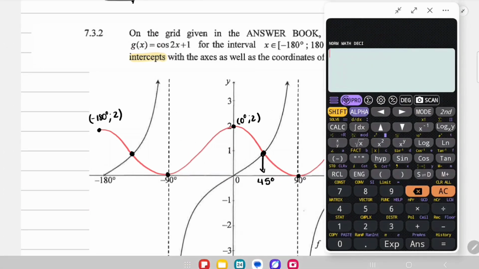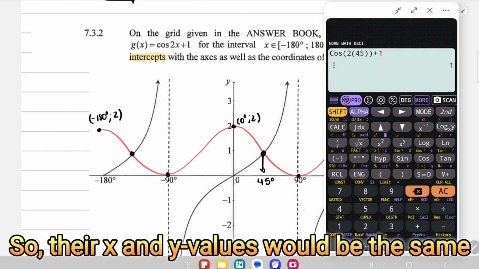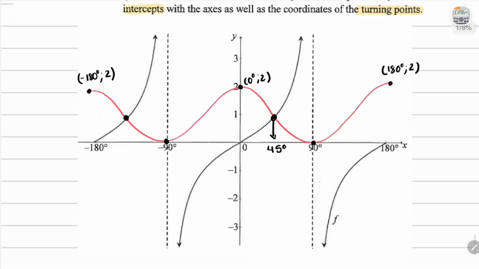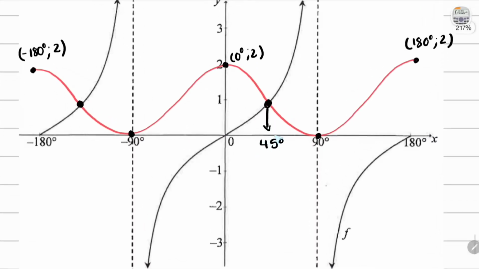On your calculator, we're going to find cos of 2 times 45 degrees and then add 1. That's equal to 1. Now, if the tan graph at 45 degrees is also equal to 1, then we know that that is really where they intersect, because their y values are exactly the same. And of course, if we try tan 45 degrees, you see that we get 1. So we know this is the point of intersection.